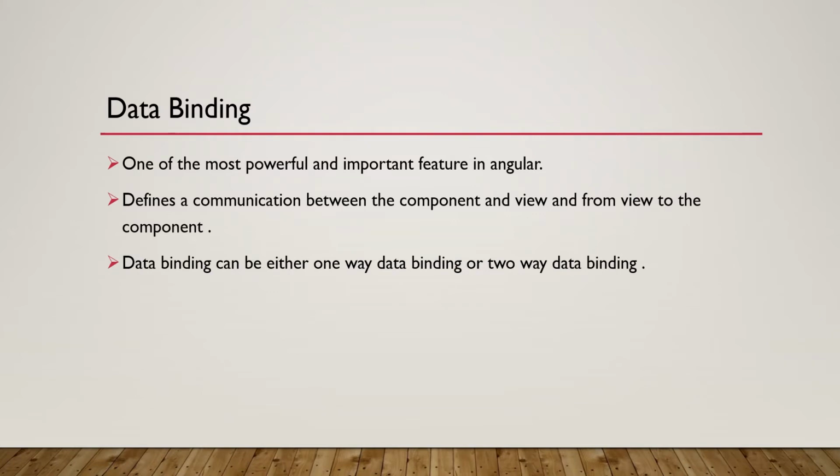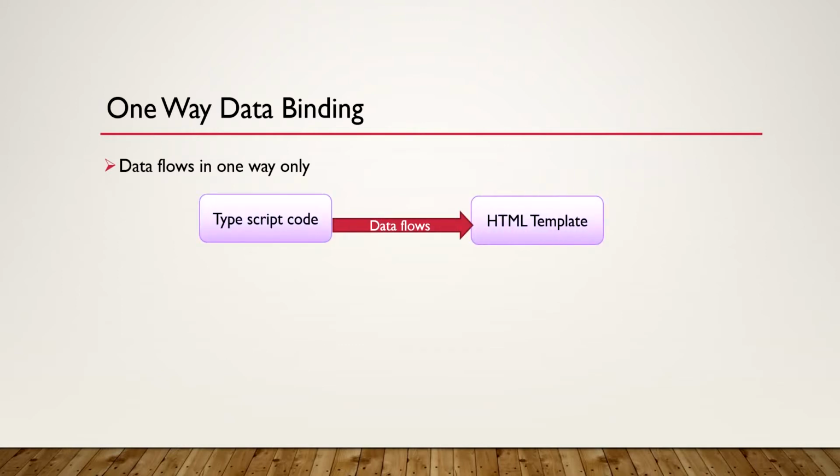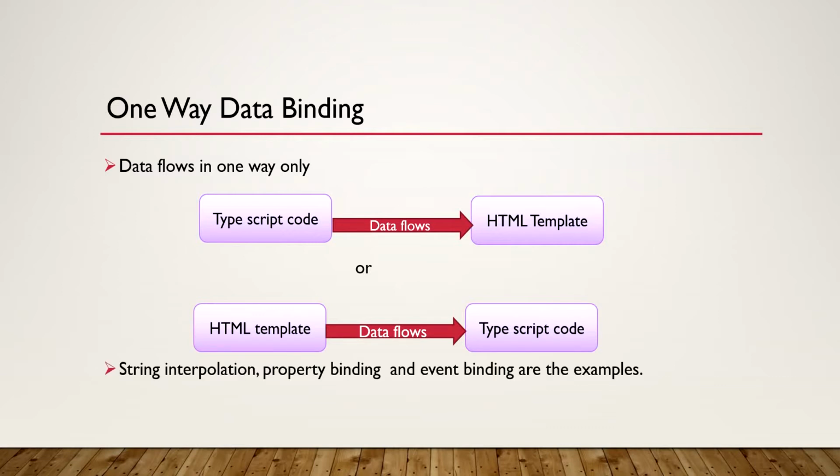Data binding can be either way. It may be one-way data binding or two-way data binding. Let's discuss one-way data binding. In one-way data binding, the data flows from one way to the other. I mean, the data communication can happen in a unidirectional way. That is, from TypeScript code to HTML template or from HTML template to TypeScript code, but not in both ways. The following are the examples of one-way data binding: string interpolation, property binding, and event binding.